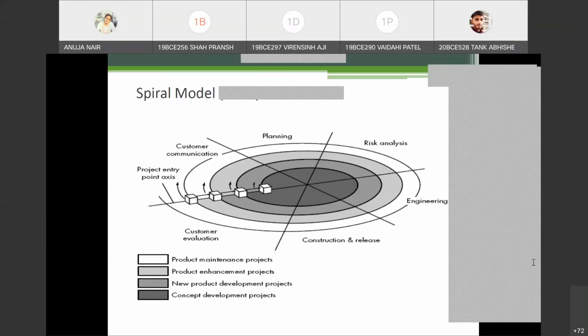Okay, so spiral is always involved with risk analysis. Other things are a part of each and every process model, but only risk analysis is a part where spiral model is focusing on. So the number of spirals are also based on the risk factor. I hope I'm clear with this answer.